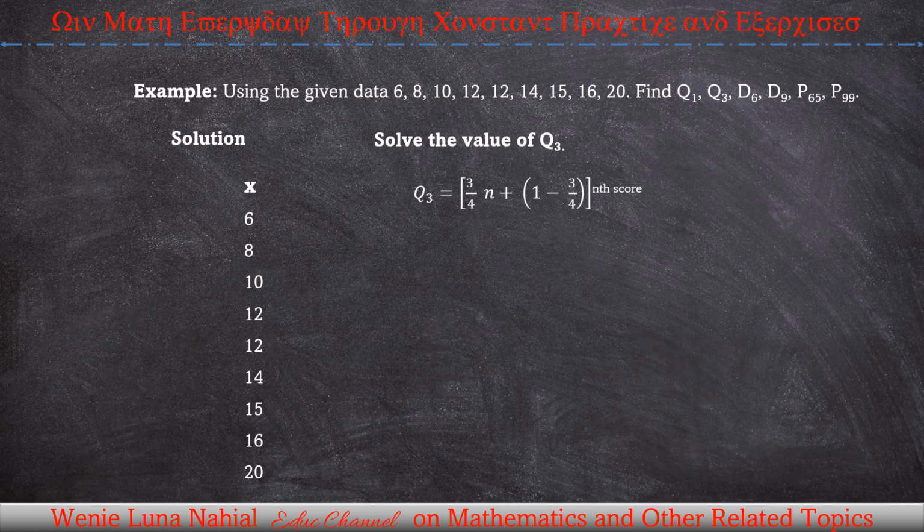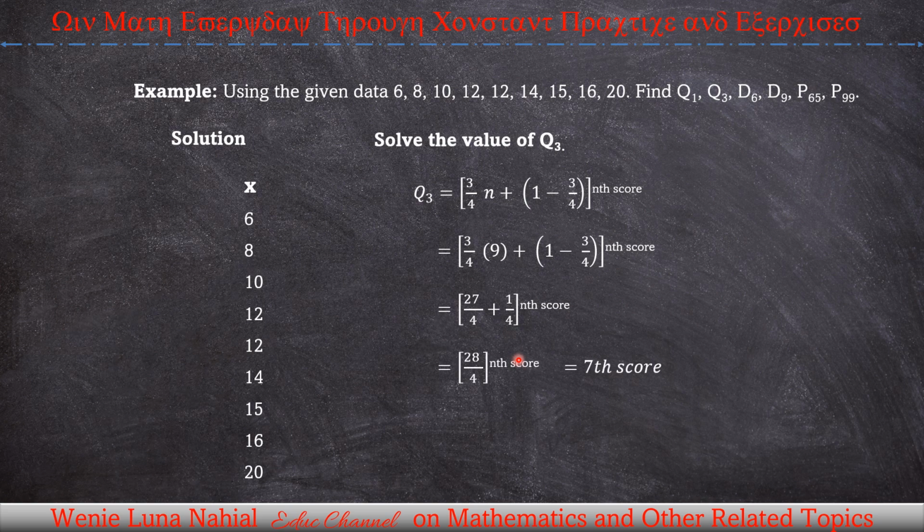Next, we have to get Q sub 3. So the same process. Replace K by 3. Replace N by 9. Then you have to get here the difference of 1 minus 3/4. Again, you can write 1 as 4 over 4. 4 minus 3 is 1. Copy the common denominator. Then this one, 3 times 9, that is 27 over 4. So you have it here. Then copy the common denominators. Then 27 plus 1, that is 28. So 28 divided by 4, that is 7.